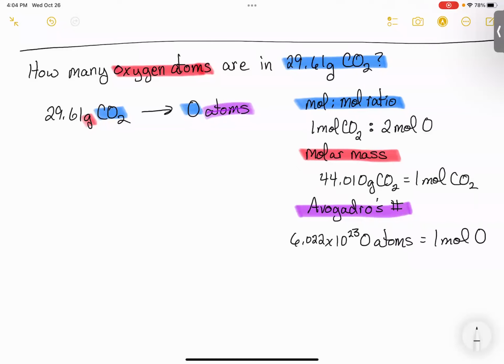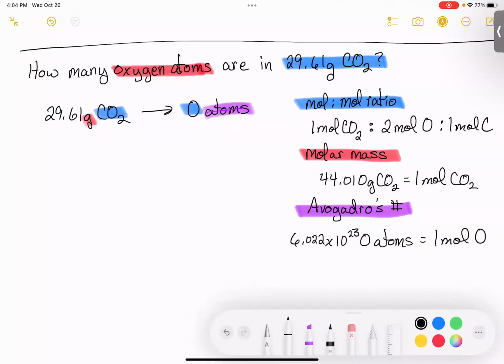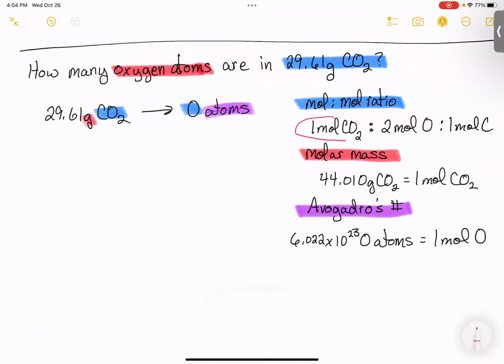Because the question didn't have carbon in it. It only asked for oxygen and CO2. If it had asked for how many carbon atoms, then I would have used the carbon instead. So I could easily have written the mole to mole ratio as 1 mole of carbon, but when I get to the actual problem, I only need this portion of it because the oxygen and the CO2 were the only things in the actual question.